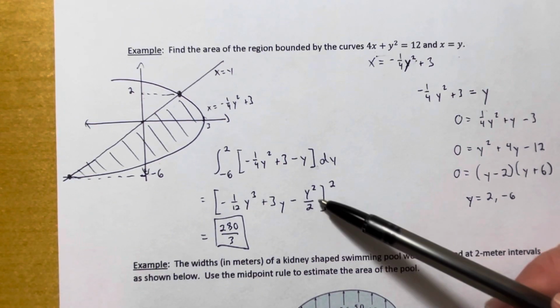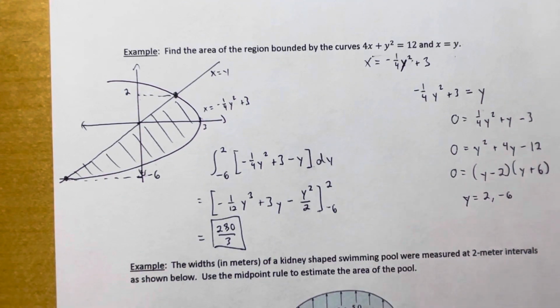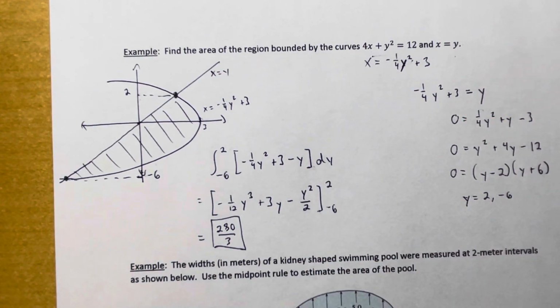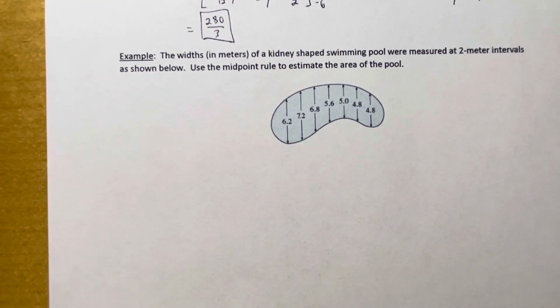Remember, you're plugging 2 into all of these, minus whatever you get from plugging -6 into all of these. Most of you are probably going to use calculators for that. I do encourage you to try that by hand sometimes. It's good practice, but it's not worth the time for me to do that every single example. So just understand that I may be jumping from here to an actual value in a lot of examples throughout this class.